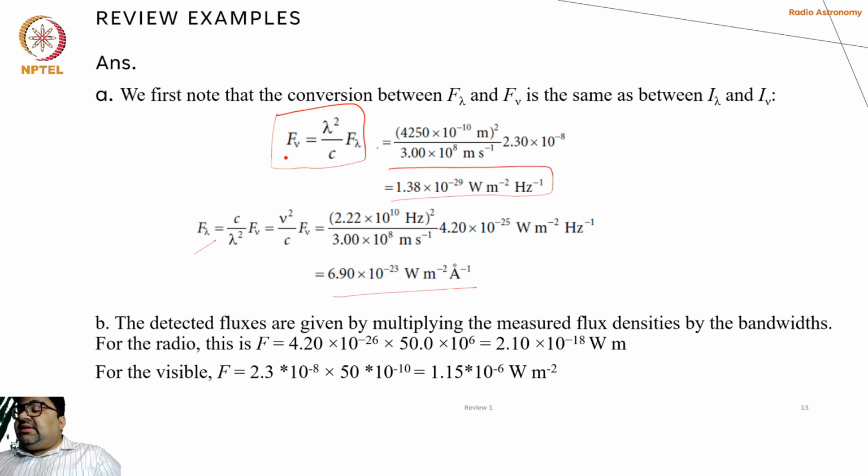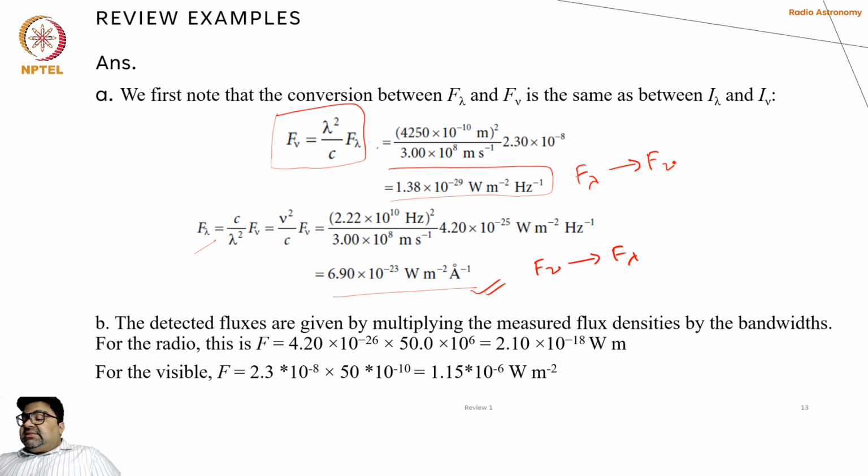So we converted the F lambda in the optical to F nu, and we converted the F nu in the radio to F lambda. That was the exercise we did in the first place. This is for the radio: it was reported in F nu, so we converted that to F lambda, and in the optical it was in F lambda, and we converted that to F nu.